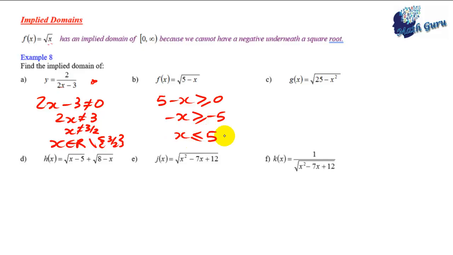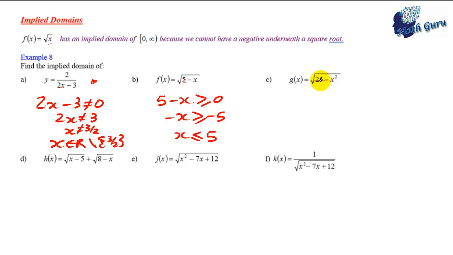If you want to test it, all you've got to do is put a value in. So if I put a number less than 5 into this, say 3, 5 minus 3 is 2, I can square root 2. If we put in a value greater than 5, say 6, 5 minus 6 is negative 1. You can't square root negative 1 in the real number plane.